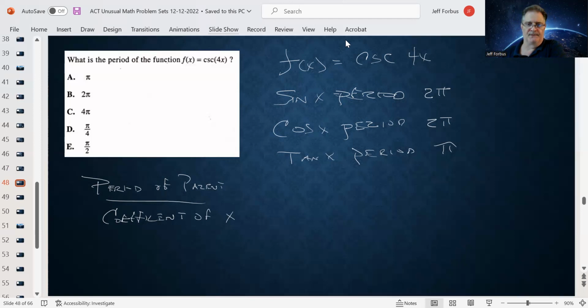The coefficient in this function is 4, so we're going to divide it by 4. The period of the parent for the cosecant, which is the sine, is 2 pi. Now, you can reduce 2/4 to 1/2 or pi over 2, and therefore answer choice E.